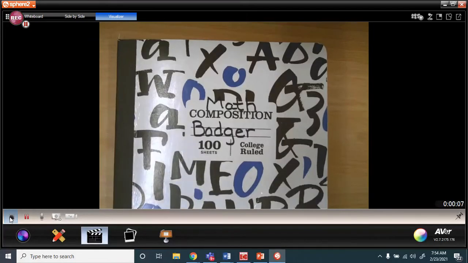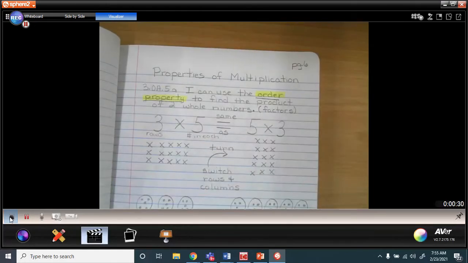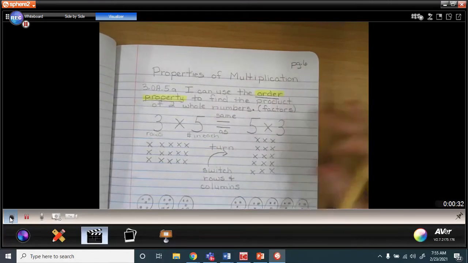I just want to take some time to add to our composition notebook. We remember that this is a resource that we can always come back and use to help us with any kind of questions that we may have about something that we are learning. For example, we have our multiples of 10 chart in here that we can always go back to take a look at. We have properties of multiplication.